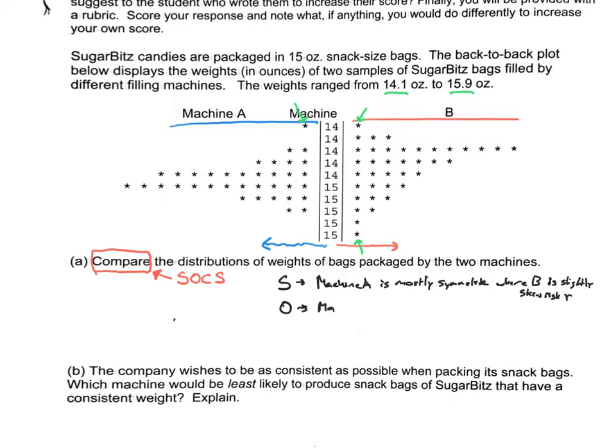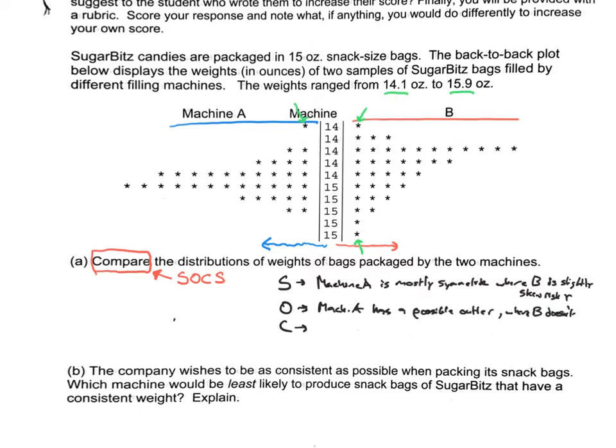Machine A has a possible outlier where B doesn't.